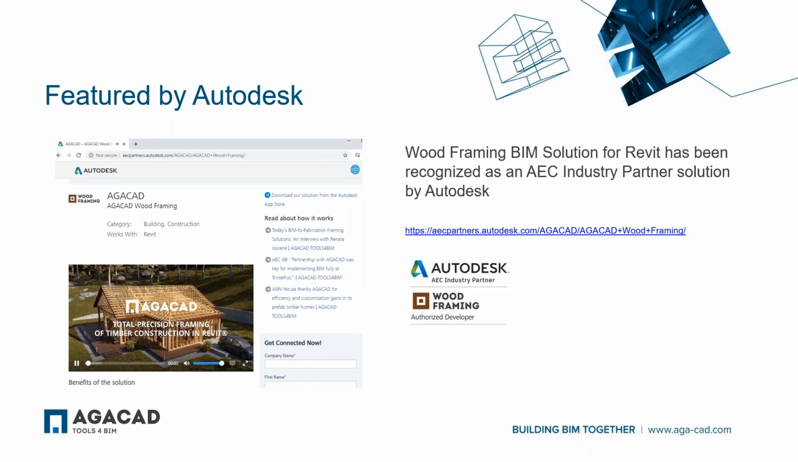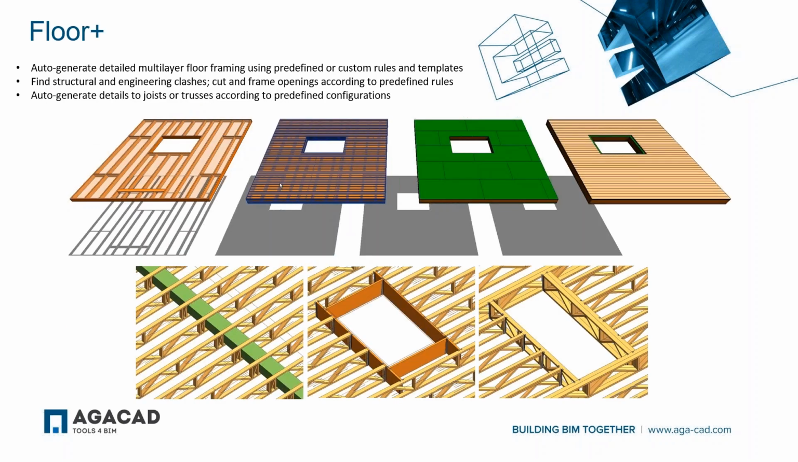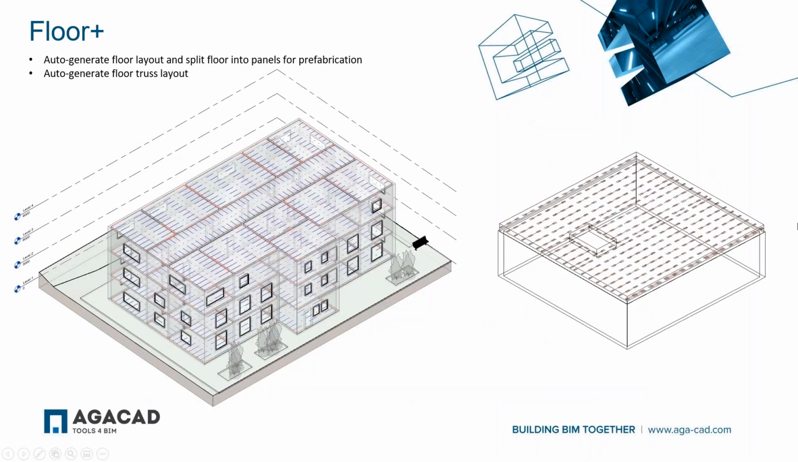Okay, so let's look at the main benefits of Floor Plus. We can auto-generate detailed multi-layered floor framing using predefined or custom rules and templates. We can find structural and engineering clashes, and cut and frame openings according to predefined rules. We can auto-generate details to joists or trusses according to predefined configurations. In the pictures, you see some examples of that. Furthermore, you can auto-generate floor layout and split floors into panels for prefabrication. And you can auto-generate floor truss layout as well.